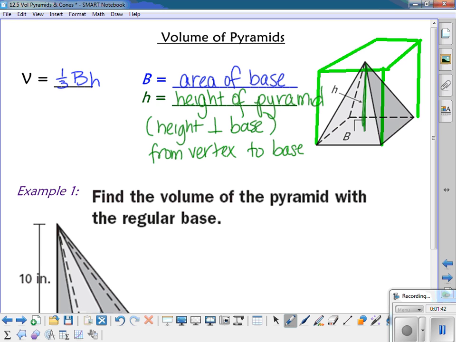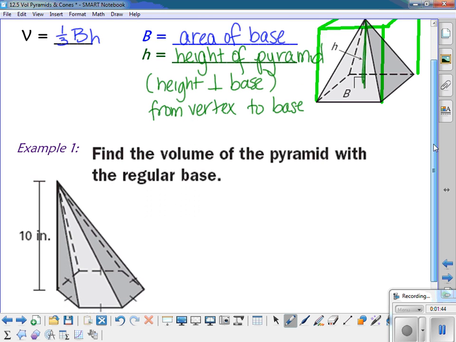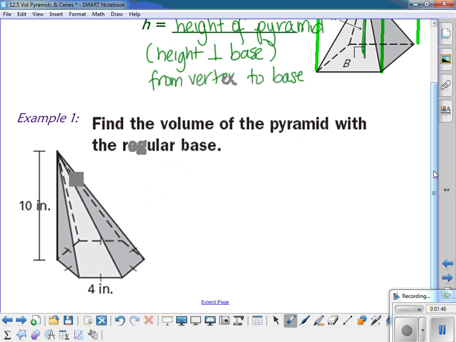All right, so let's take a look at an example. We're going to find the volume of a pyramid with a regular base. Now, notice that this is oblique. It turns out with volume, it doesn't matter if it's right or oblique. The important thing is that the height has to be perpendicular, but the actual pyramid does not have to be a right pyramid. So we're going to find the volume, and it has a regular base.